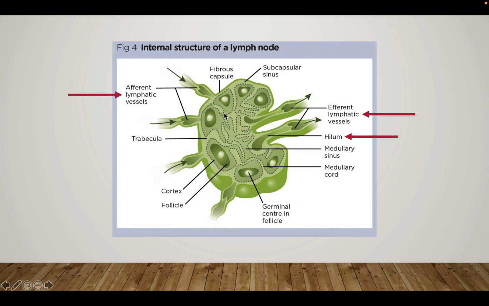So the fluid will come in, flow from the subcapsular sinus through the cortex and into the medulla, and it will slow down as it's leaving the efferent vessels. So this allows the fluid to have more time within the lymph node so that there's more opportunity for filtration and to target and neutralize any foreign pathogen or foreign material that happens to be in the fluid. So there are more afferent vessels than there are efferent vessels.